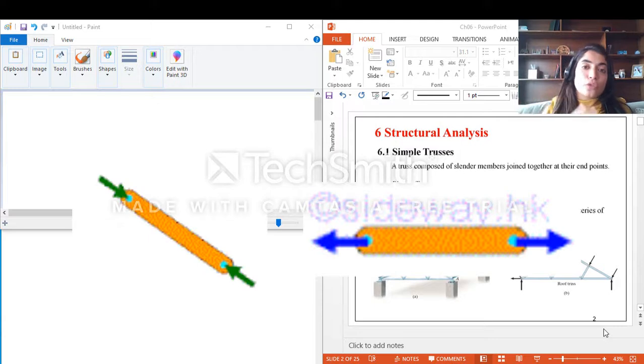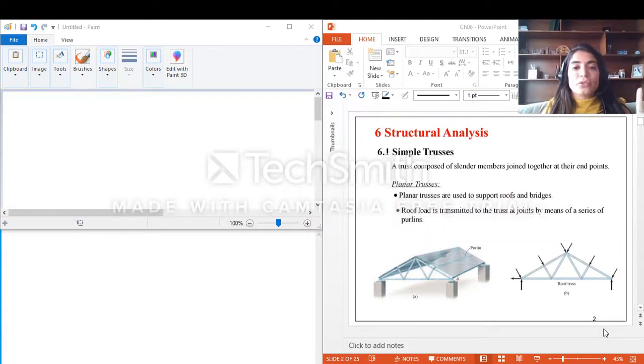Because I know from two force members that if I have equilibrium, these two forces should be in the same line of direction, which means what? Which means they are axial, because I have here a slender member, and axial means along the axis of this member, and they should be opposite. We'll talk about this later on.